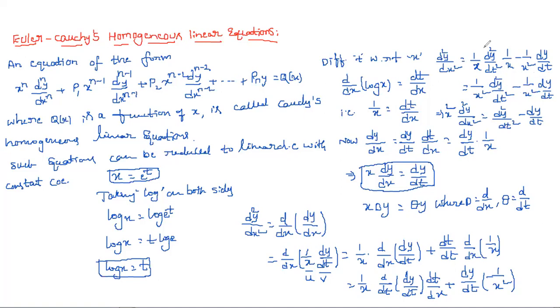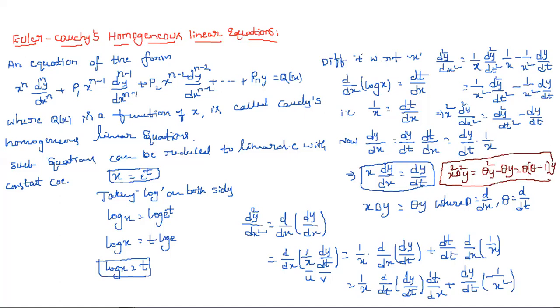If you write that in operator form, x square D square y is equal to theta square y minus theta y. It means simply you can take theta as common. If you take theta as common, what will we get? Theta into theta minus 1 into y. So x square D square y is nothing but theta into theta minus 1 into y.